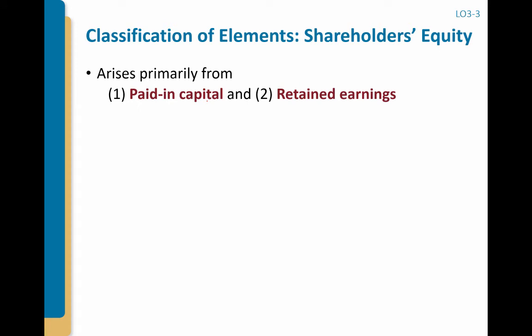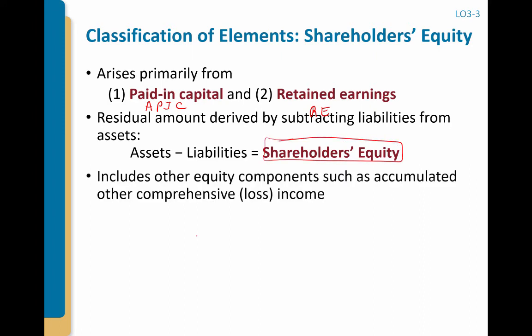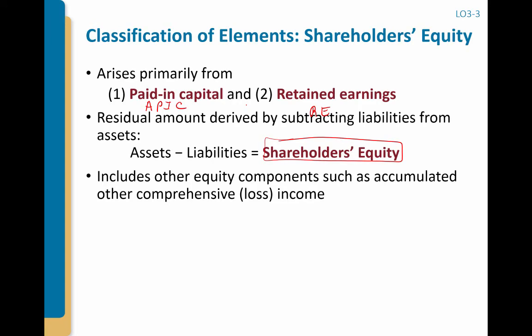So now we have shareholders' equity. So we have additional paid-in capital, and we have retained earnings. And basically, we have now assets minus liabilities equals our shareholders' equity or our owner's equity. And basically, in these pieces, you'll see components, and we're going to have other comprehensive income. So we're going to actually talk more about that as we progress through Intermediate 1 and 2.